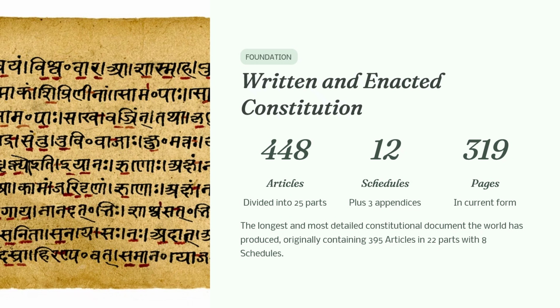Another one, the longest known constitution. The Constitution of India has the distinction of being the most lengthy and detailed constitutional document the world has produced so far. The original constitution contained as many as 395 articles, divided into 22 parts and 8 schedules, to which additions were made by subsequent amendments. Students, the bulk of the constitution continues to be still increasing.